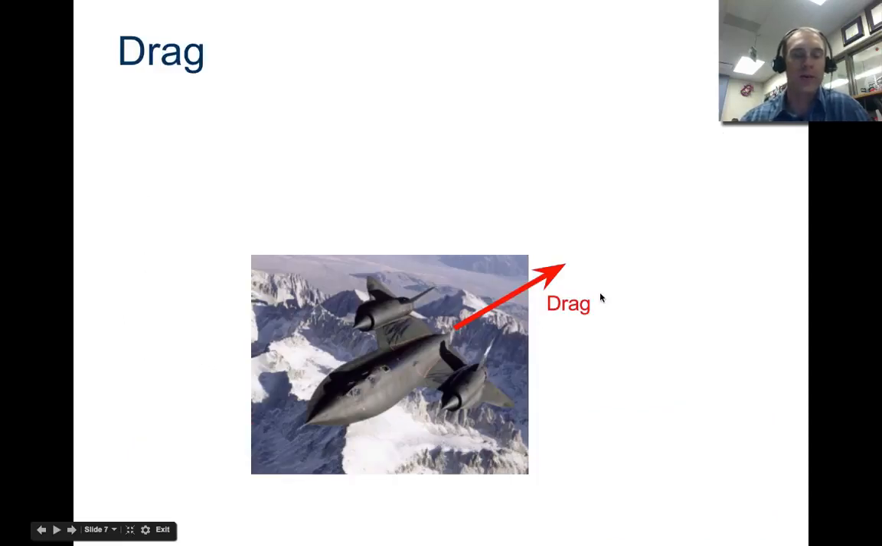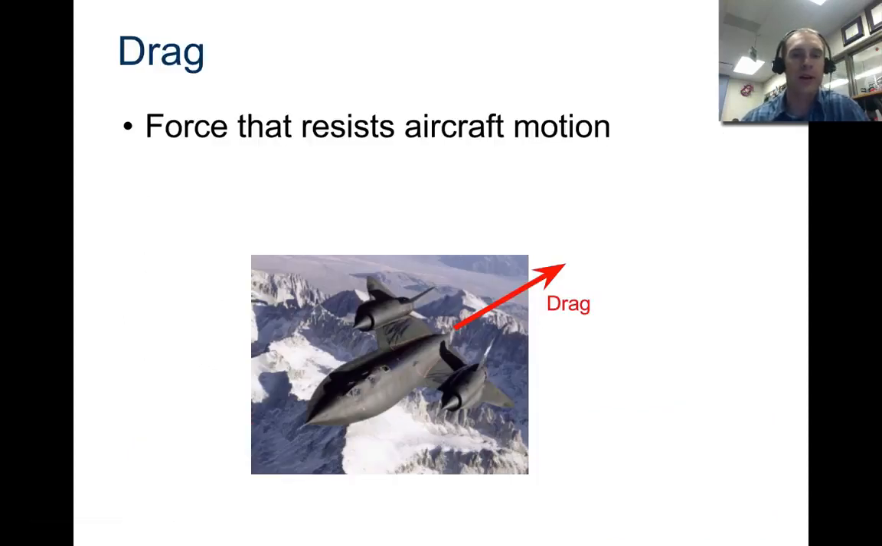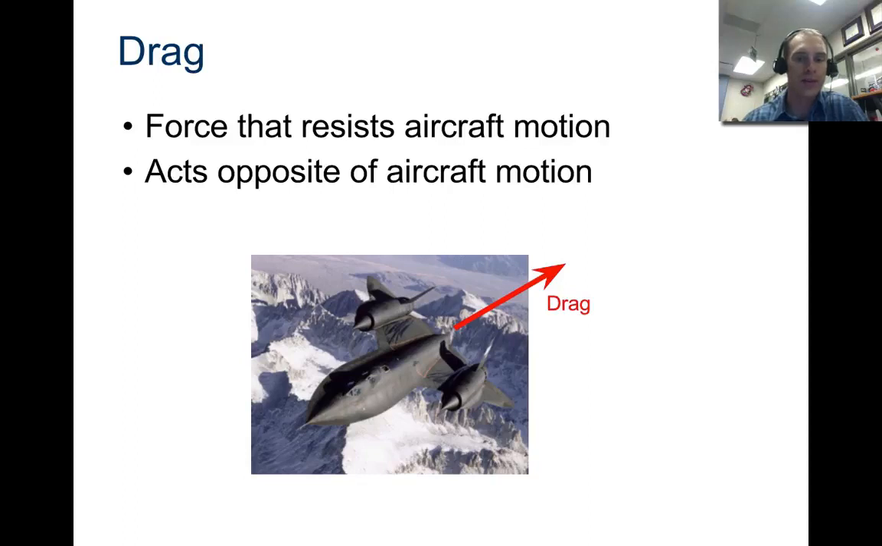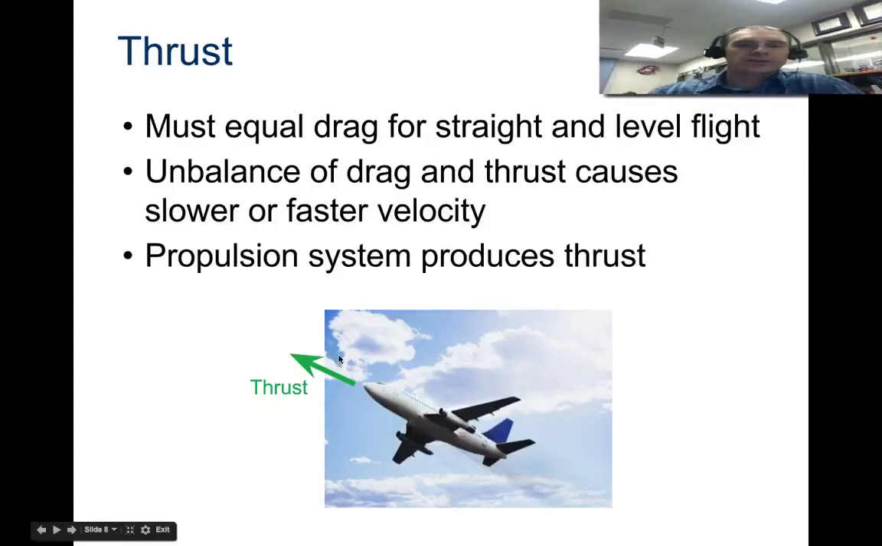Drag is the force going backwards. It resists aircraft motion, and it's opposite to aircraft motion. So planes are designed to reduce and minimize drag. And the reason they do that is so you don't need as much thrust. Thrust has to equal drag for straight and level flight. An unbalance of drag and thrust causes slower or faster velocity. And propulsion systems produce thrust.